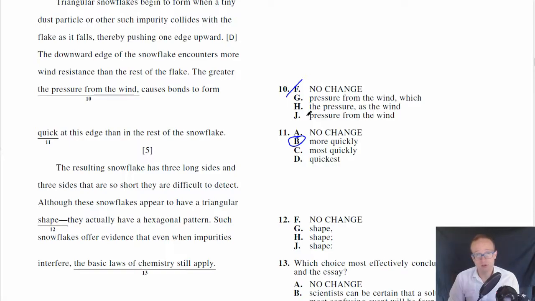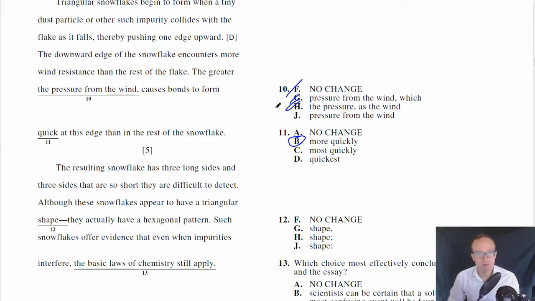So that's a great start of a sentence, but it doesn't have a verb. That must also be non-independent. That means G cannot be right. The greater the pressure, as the wind causes bonds to form more quickly at this edge than the rest of the snowflakes. Exact same problem, right? We don't have an independent piece of the sentence, so it cannot exist on its own. J must be the correct answer.